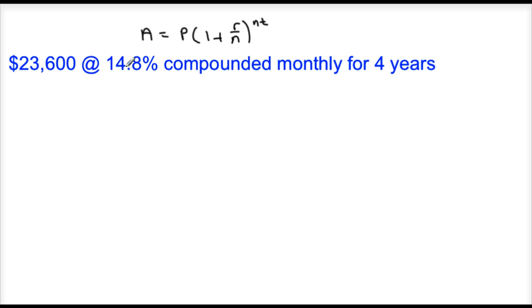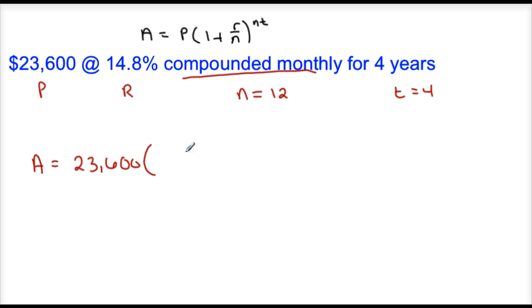$23,600 at 14.8%. This time we're compounding this monthly for 4 years. So P is 23,600, R is going to be 0.148, N here is going to be 12, and T here is going to be 4. A equals 23,600 times 1 plus R, which is 0.148, divided by 12. Close it, to the NT power, to 12 times 4 power.